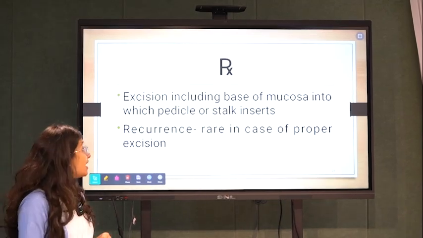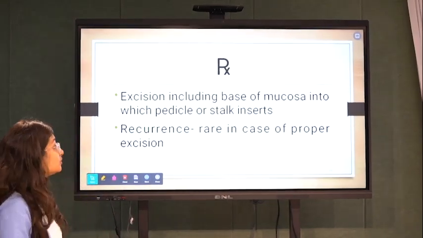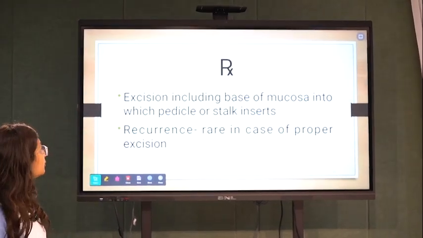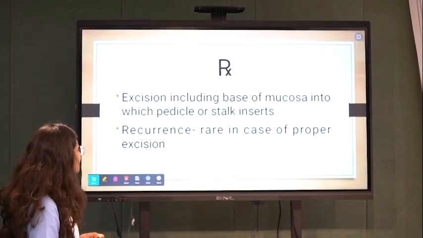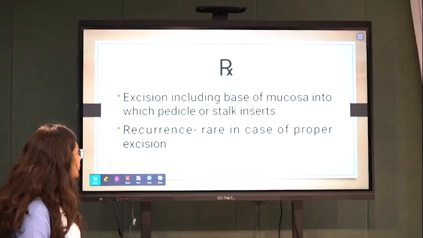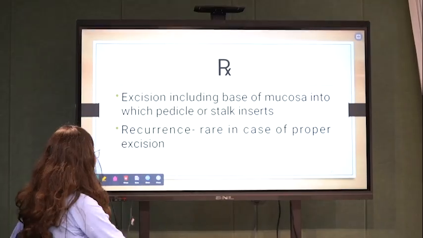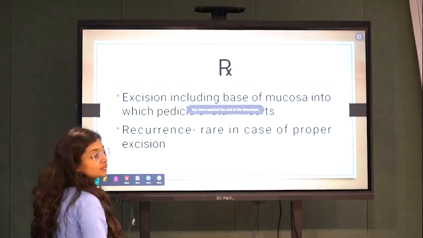Treatment: excision includes the base of the mucosa into which the pedicle or stalk inserts. Recurrence is rare in case of proper excision. Okay, thank you.